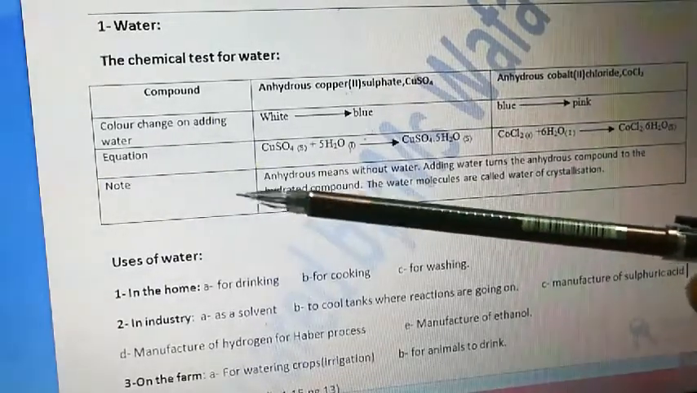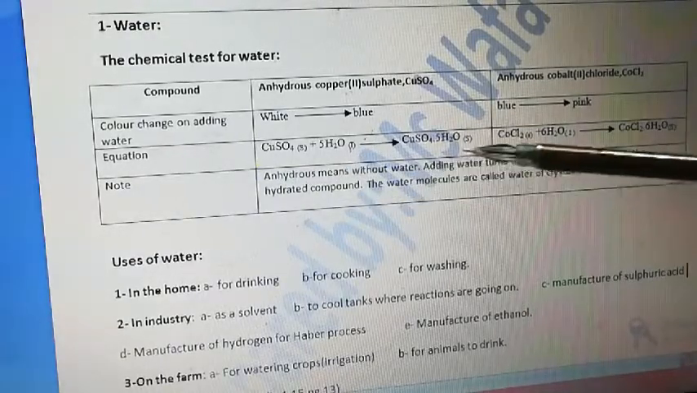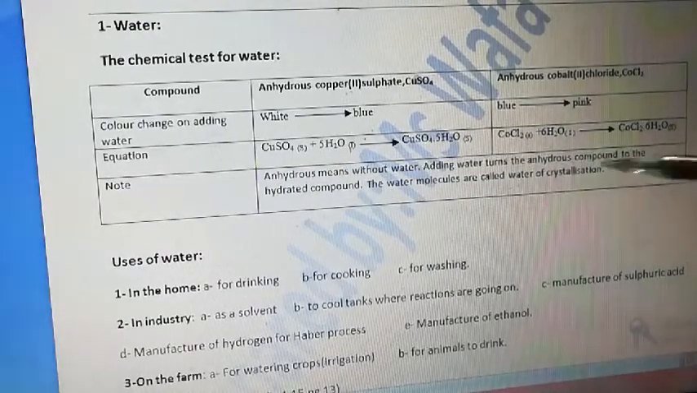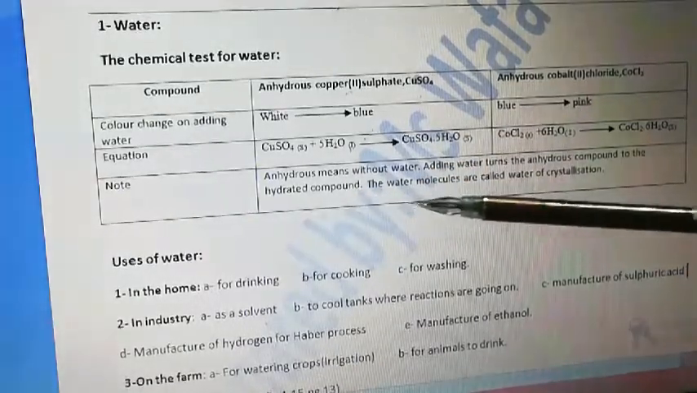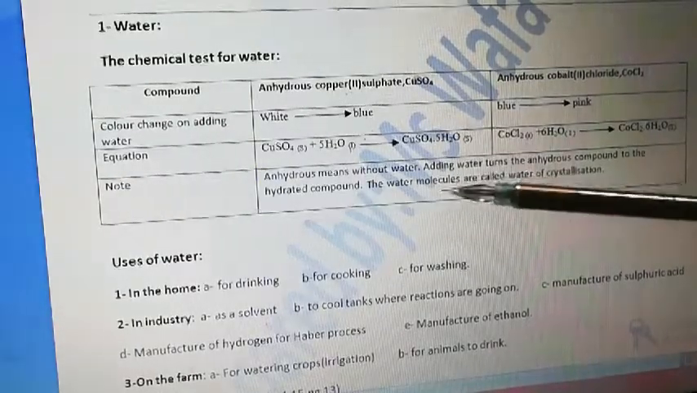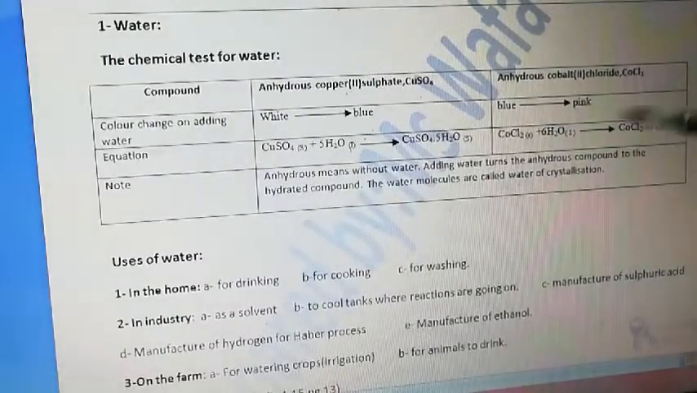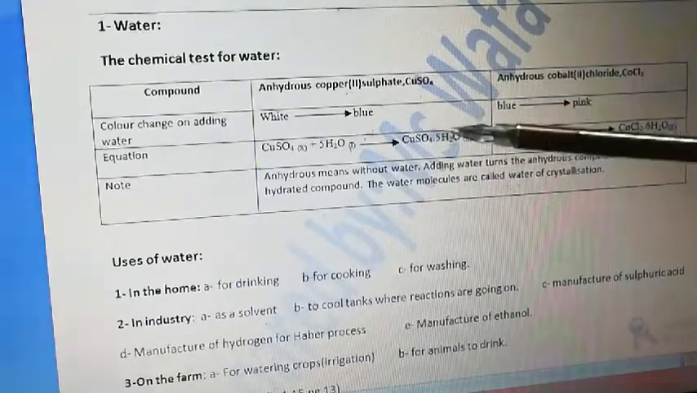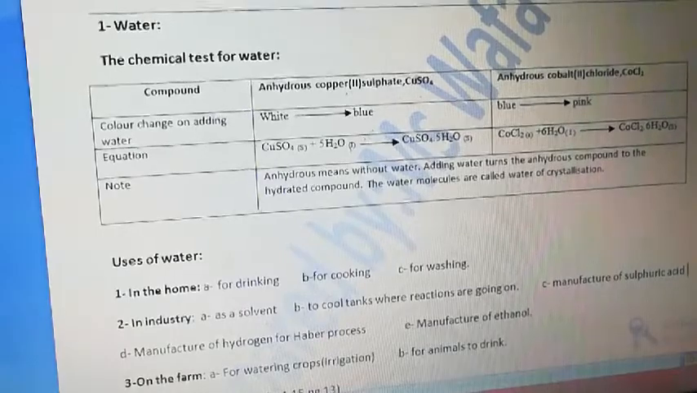You must take care about this note. The anhydrous means without water. So adding water turns the anhydrous compound to the hydrated compound, which means that the water molecules are, in this case, called water of crystallization. So if I heat any one of them, the hydrated copper sulfate or the hydrated cobalt chloride, in this case we are removing the water of crystallization.